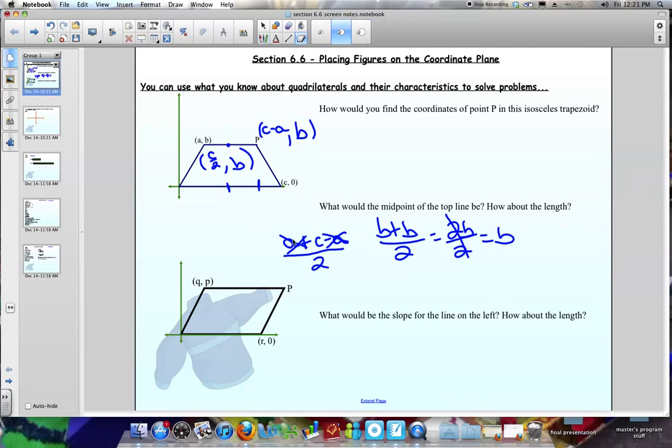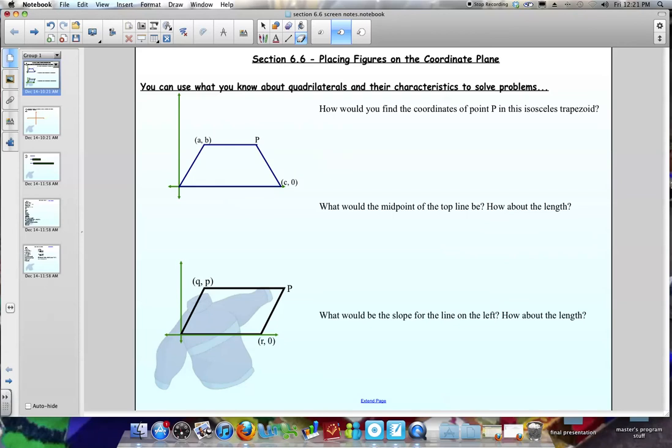If I'm going to find my length of a segment, depending on whether it is a horizontal segment, vertical segment, or diagonal segment, is a little bit different. If it's horizontal or vertical, I can simply count the distance from the beginning to the end. If it's diagonal, then I have to use my distance formula. If I'm finding the length of my top line and my coordinates are at C minus A and B, to figure out what the length of this would be, I would simply take C minus A, that's how far over it is, and I would subtract off A to get to the length of my segment.